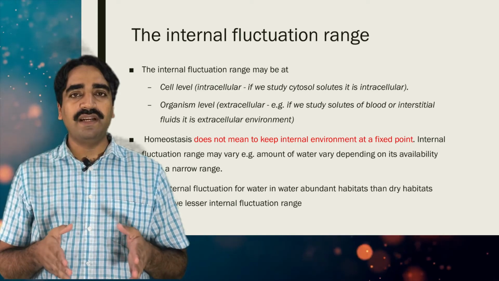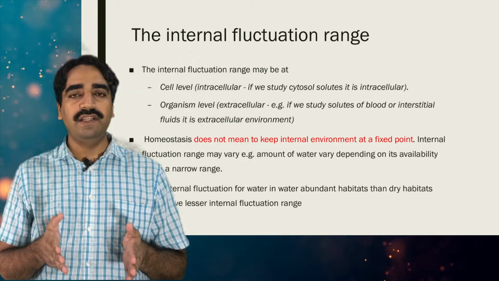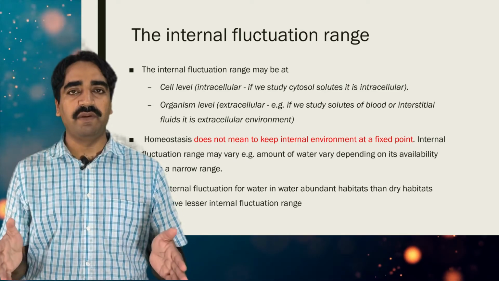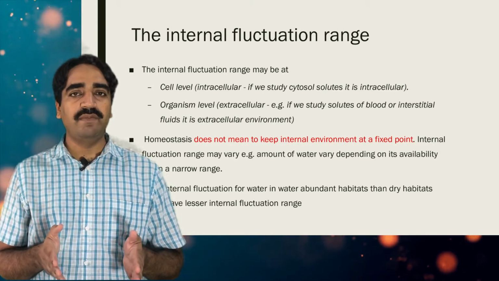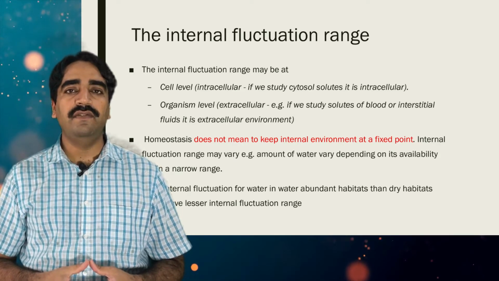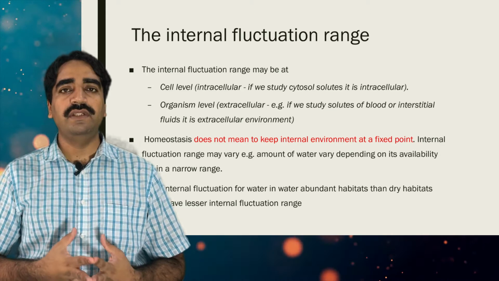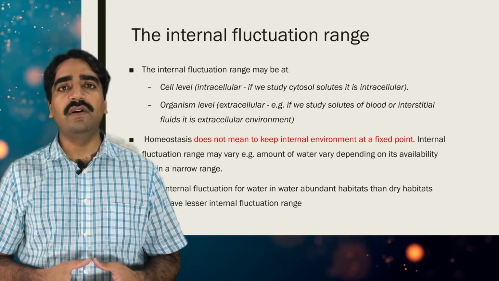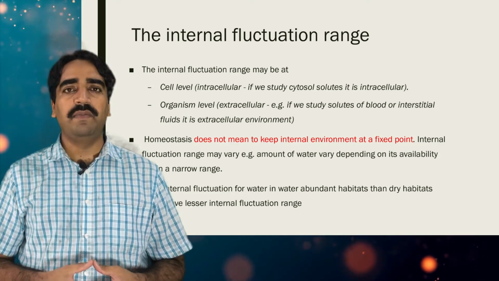So the mechanism resists changes in the internal environment which are affected by the changes in the external environment, so that the internal environment is kept protected. So let's talk about the internal fluctuation. The internal fluctuation may be at the cell level, or it may be at the organism level, or at both levels, depending on the organism.